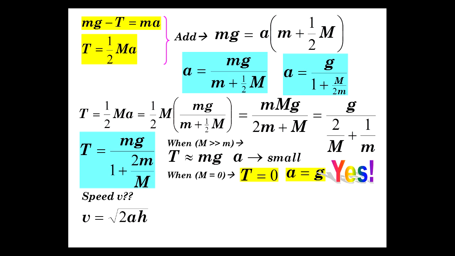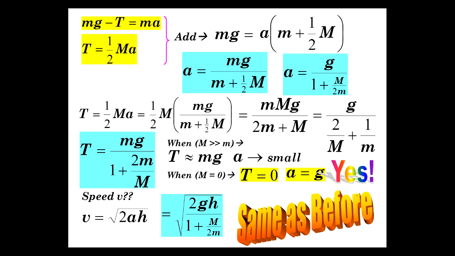So now what's the speed when it hits the floor? Well, we have a constant acceleration, so v is the square root of 2ah, which is, take the square root of 2a times h. Well, here's a, so we have g over 1 plus M over 2m, and times the 2h, which is exactly what we had for the result for speed when we solved it using energy. Very satisfying indeed.